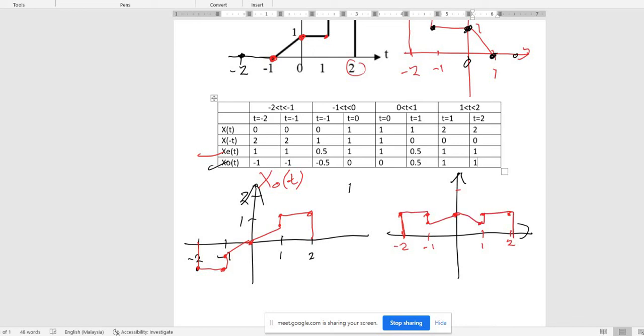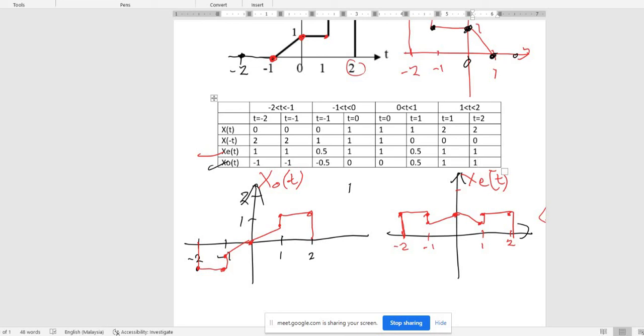Okay, so this is x even. Then at the end, you check your answer whether this one fulfills the even characteristic, which is mirror image at the y-axis, and x odd is a mirror image at the y-axis first, then followed by x-axis. So this is how you get the answer for Q1. Okay, class clear?